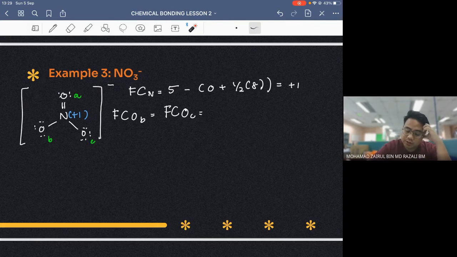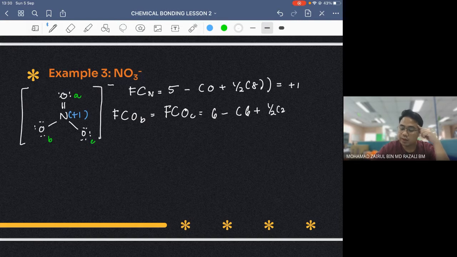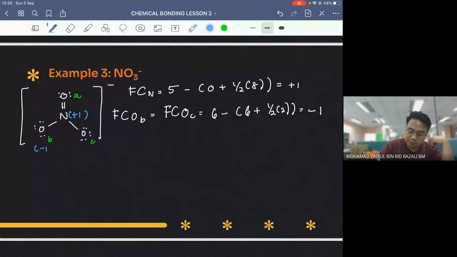So we calculate the formal charge. So oxygen, we know that the valence electron for oxygen is equal to 6, minus the lone pair on oxygen B and C will have 6, plus, okay, bonding pair is 2 electron. So 6 plus 1, 7. 6 minus 7 is minus 1. So for each oxygen B, the formal charge is minus 1.